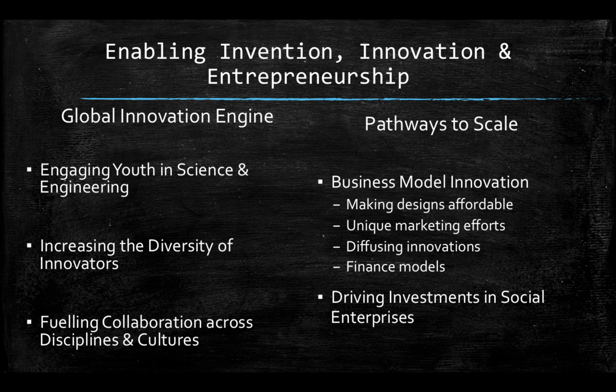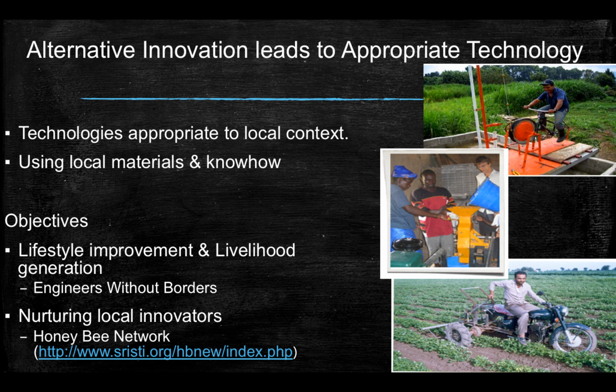We also require different kinds of pathways to scale, so different kinds of business models and different forms of investments that can drive social enterprises. So one thing to bear in mind is that alternative innovation leads to appropriate technologies that are appropriate to local context and are appropriate to local know-how as well as utilize local materials.